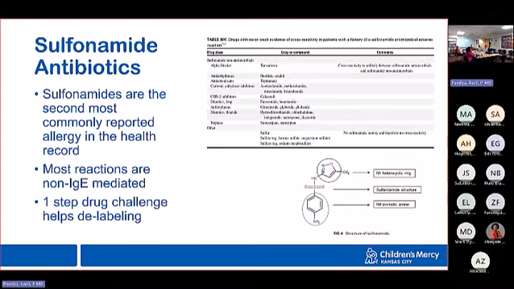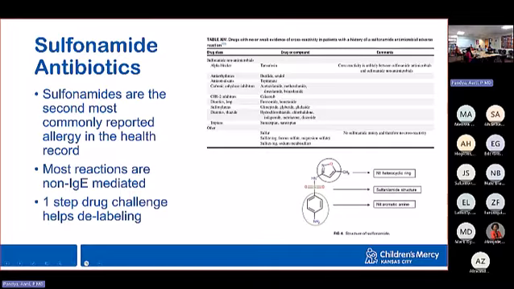What about sulfonamide antibiotics? Okay, so now we're still talking about generally IgE-mediated reactions. We talked heavily about beta-lactam antibiotics. We're transitioning a little bit now to sulfonamide antibiotics. Sulfonamides are the second most commonly reported allergy in the health record. Most reactions are non-IgE mediated. You can see here that we have a couple of structurally related things: the N4 aromatic ring, the sulfonamide structure, as well as the N1 ring that we take into consideration. I know in our board review, we go through this in pretty good detail.